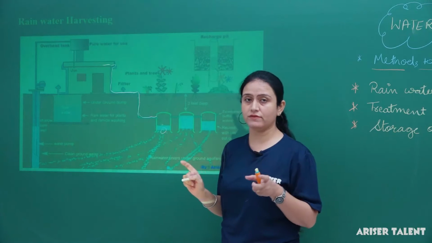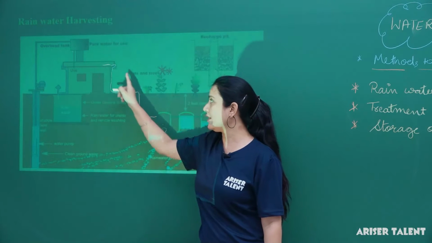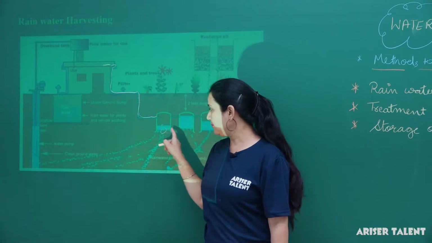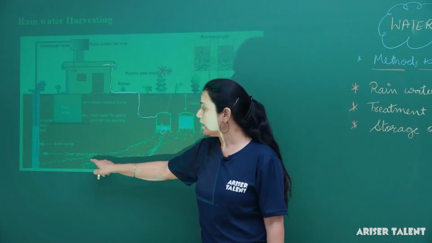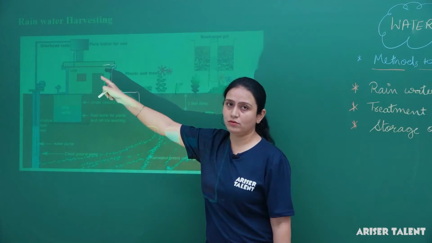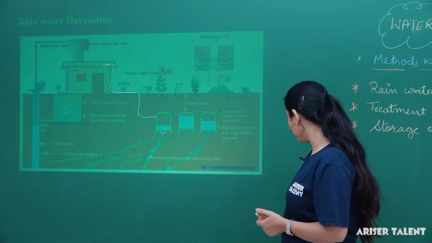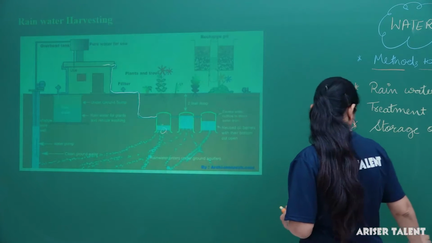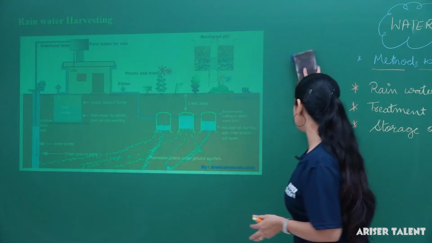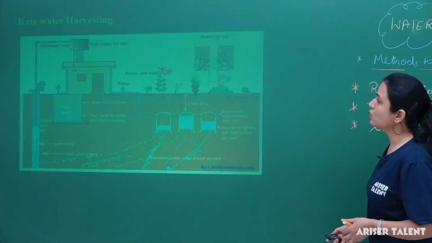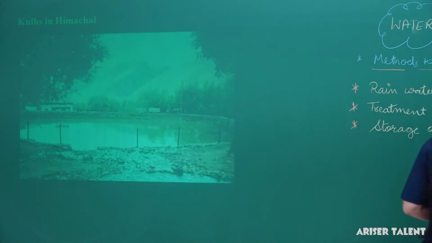Means in rainwater harvesting, as I told you, rainwater is captured and stored for future use. So here we can see that water is captured and stored here. Then it seeps down into the ground. Then it is again used by the house only. Clear? So this is the complete cycle. This is rainwater harvesting. Now what are the different methods of rainwater harvesting? One is kuls and the other is khadins. Rainwater harvesting is generally done by two methods or two processes.